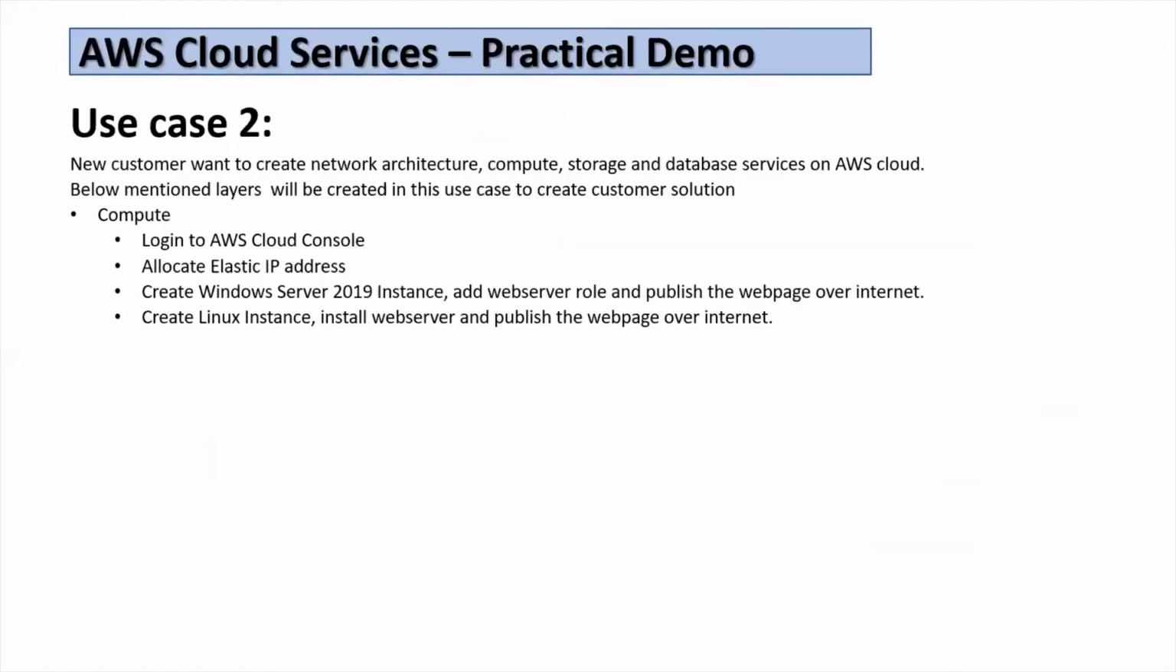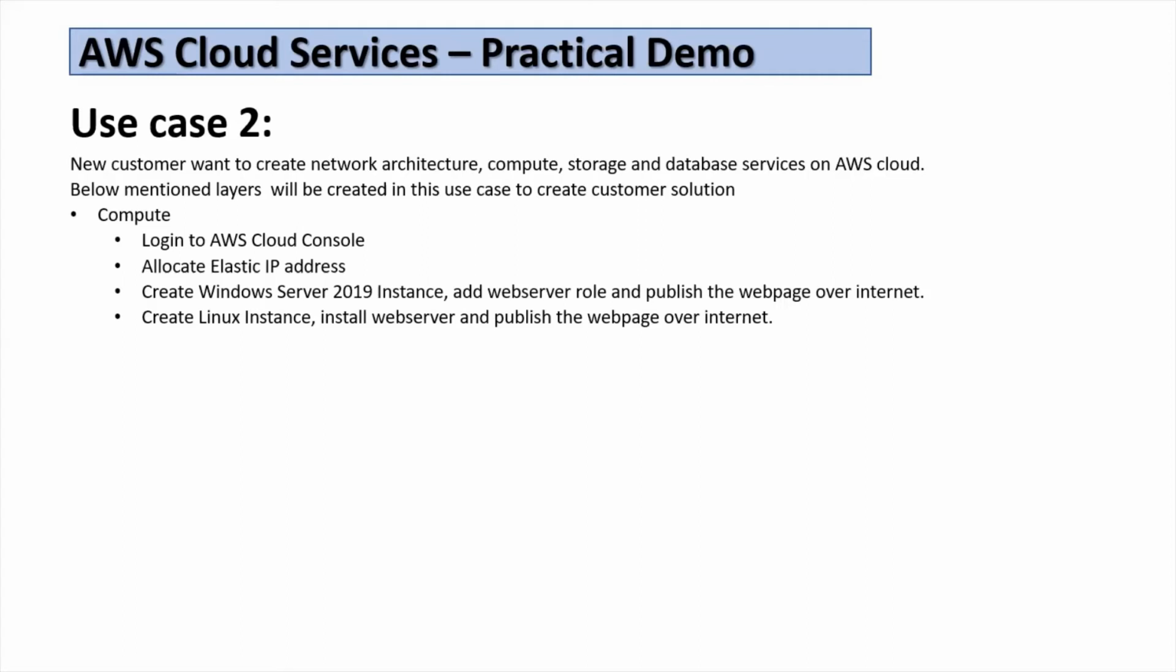I'll continue with the same use case that we discussed initially, that whenever a new customer comes up, he creates network, compute, storage, and database. These are the main components of the solution. We have covered the basic network architecture, and now we will add the compute layer. In this compute part, I'll log into the AWS Cloud Console, and also introduce you to the allocation of an elastic IP address. This is also quite an important concept.